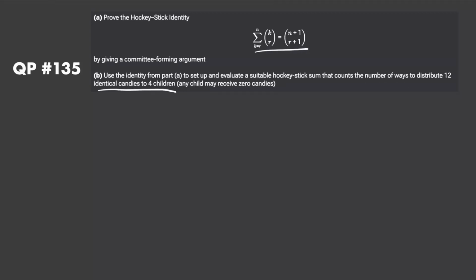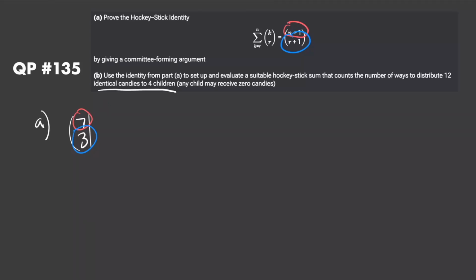Alright, first things first, in part A, let's understand what this formula is saying by looking at an example. So I'm going to take the example of 7 choose 3. So 7 is going to be my n+1 term, and 3 is going to be my r+1 term. Then on the left-hand side of the equation, we're iterating from r. In our case, we had r+1 equal to 3, so r from 2 all the way up to n. In this case, we have n equal to 6 because our n+1 was equal to 7.